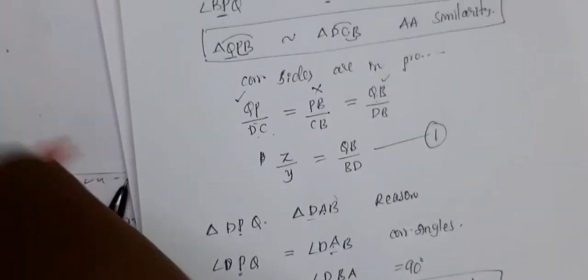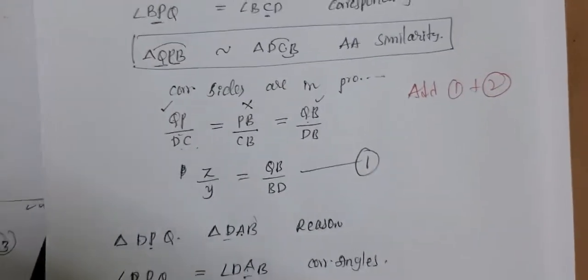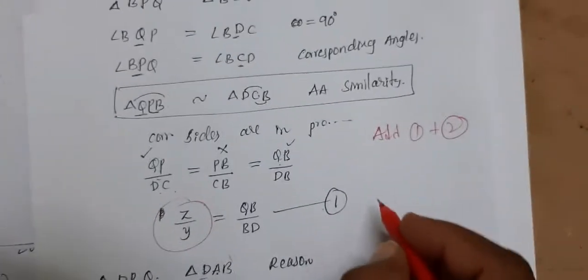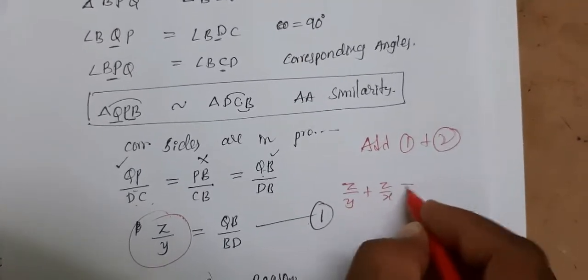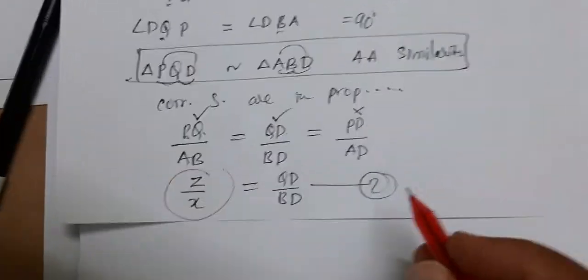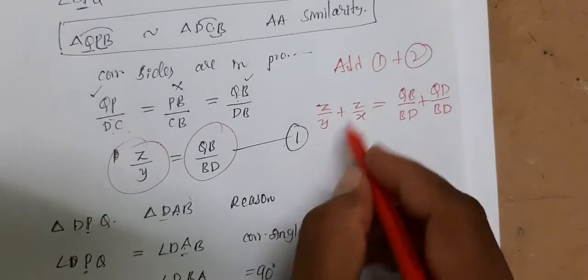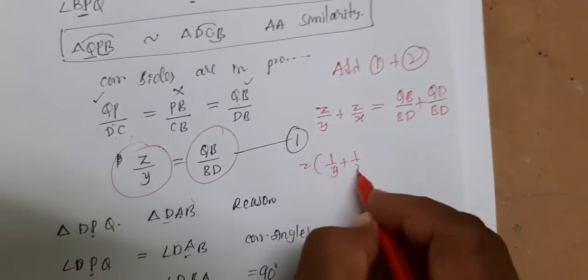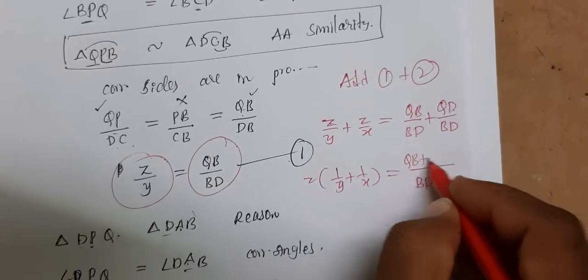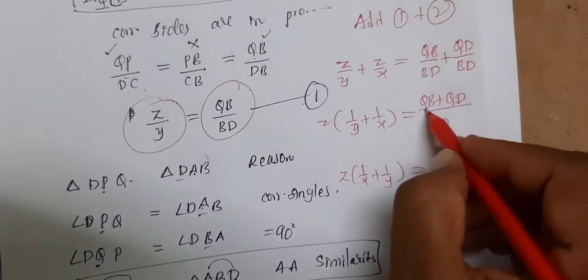We must solve equations 1 and 2 now. Add 1 plus 2. One left hand Z by Y, 2 left hand Z by X. So finally Z by Y plus Z by X equals, 1 right hand QB by BD plus 2 right hand QD by BD, right? Z is common. So Z into 1 by X plus 1 by Y equals, this denominator is BD, then add these two, QB plus QD.